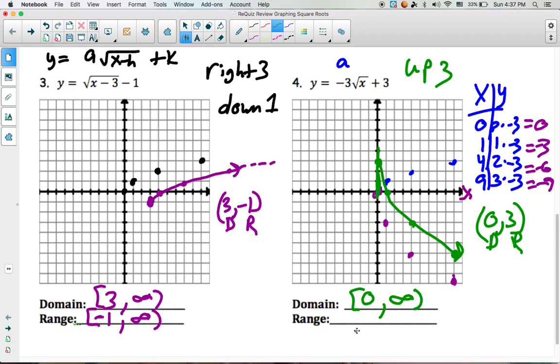Now range is the bottom of the graph and the top. So if you take your finger and you just trace along the graph and you go to the very bottom, there's an arrow. That means it keeps going down. So that would be negative infinity on the y-axis. If you take your finger and trace the curve and you go up to the top, that y value is at 3. So your range is from the bottom at negative infinity up to 3 is where it stops.